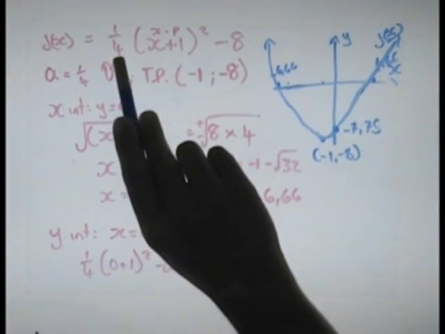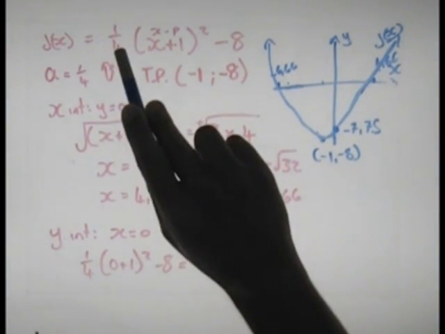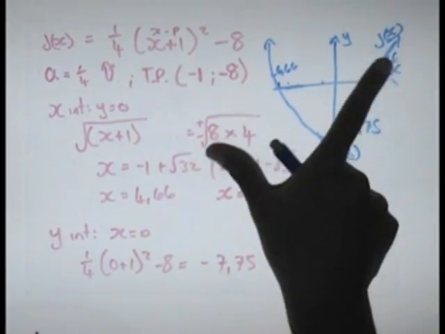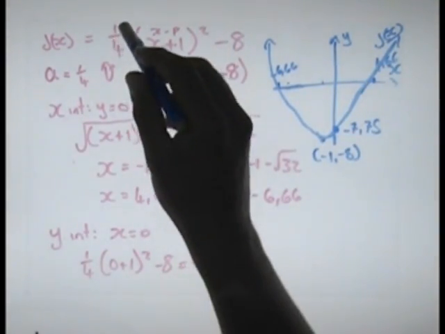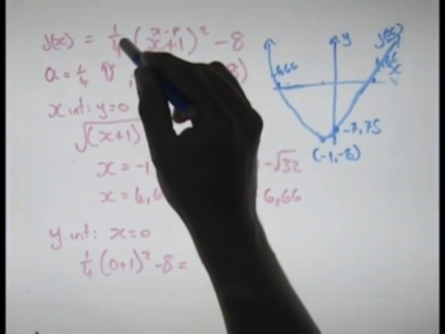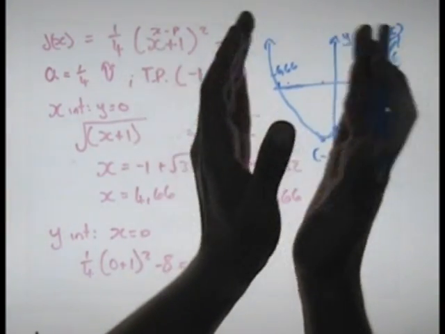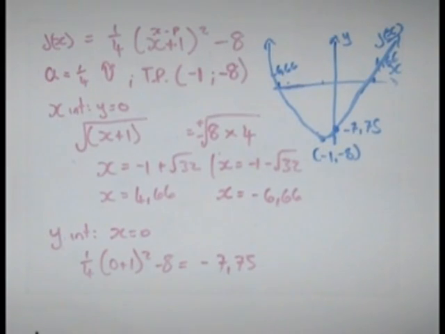Notice that when I've got a quarter, when my a value becomes less than 1, my graph starts to expand outward. And you'll notice in the examples where the a value is higher, my graph seems to be more closed in.